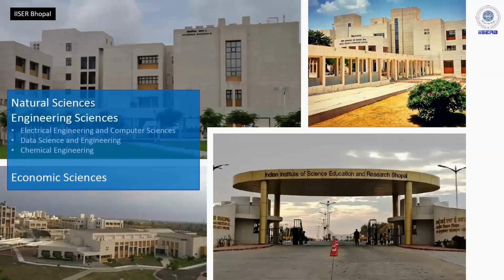But before I start the presentation, I'd like to give you a brief introduction of IISER Bhopal. IISER Bhopal is one of the 8 IISERs currently in India. IISER Bhopal is unique in the sense that natural science is more or less common in all the IISERs, but in IISER Bhopal we have both engineering sciences and economic sciences departments. Within engineering sciences, we have 3 different departments: electrical engineering and computer science, data science and engineering, and chemical engineering. I belong to the electrical engineering and computer science department.